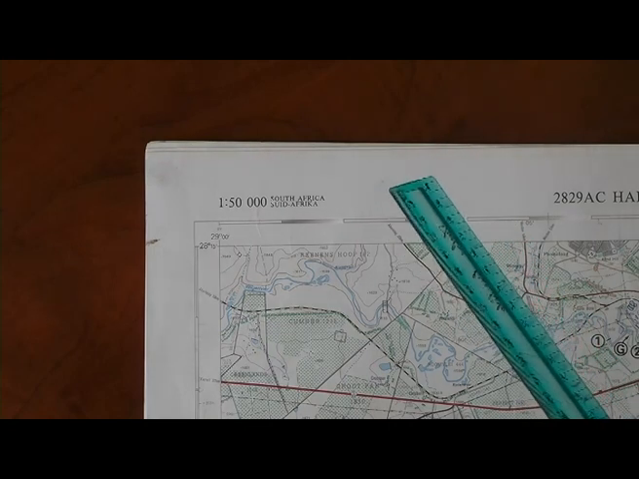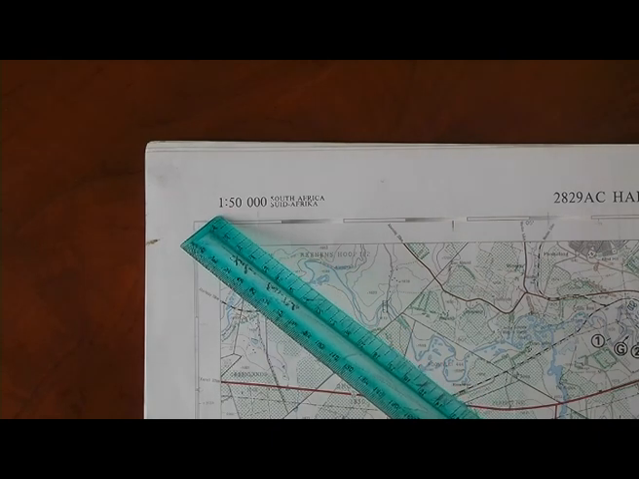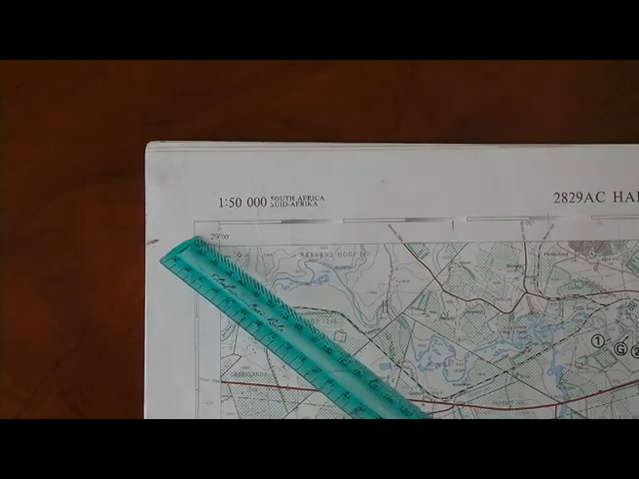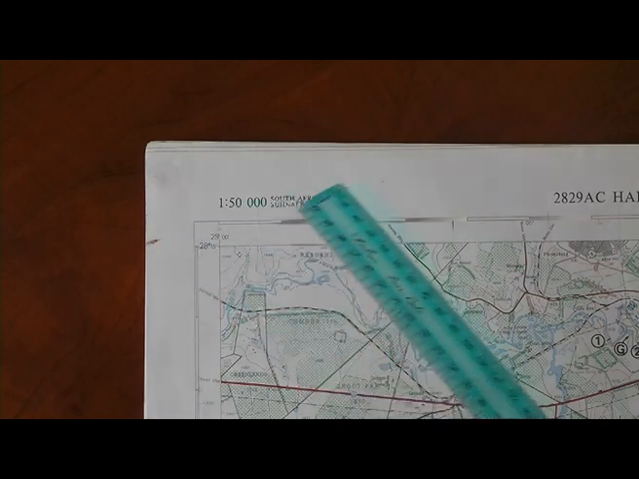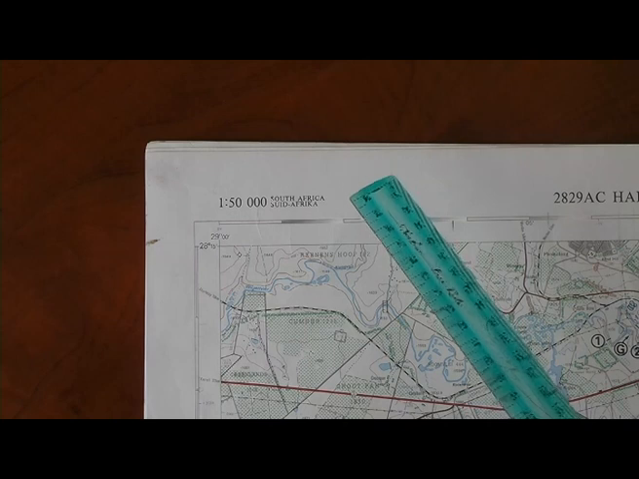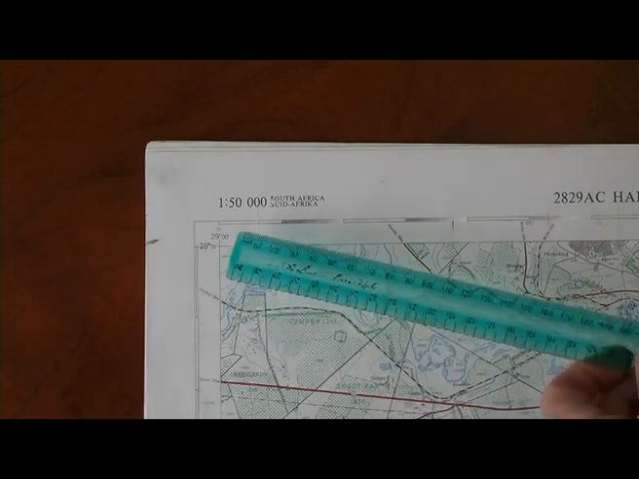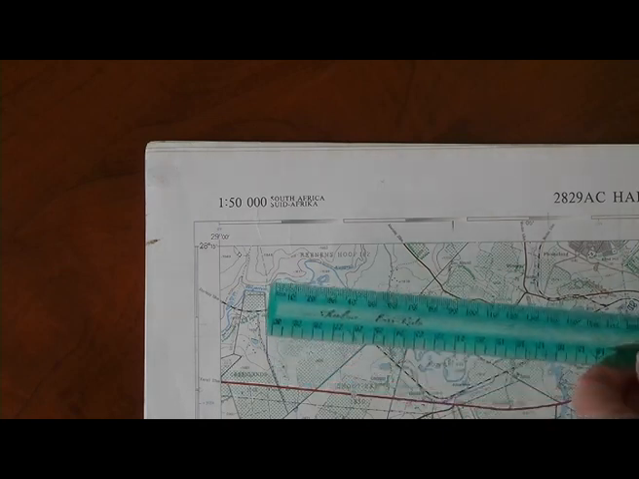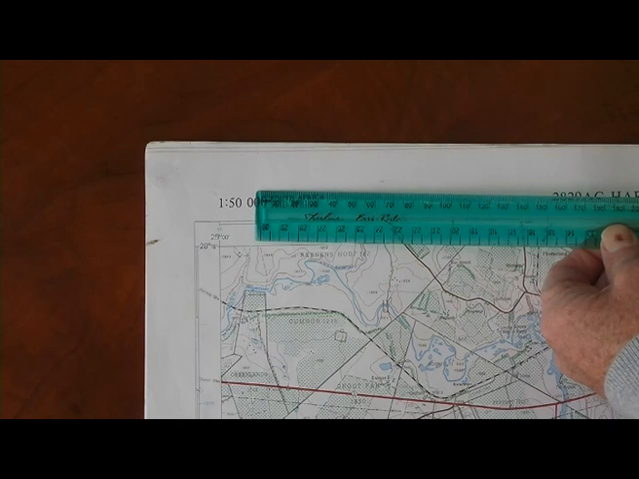Right, let's go back to our old friend, the Harry Smith map. You'll see in the top left corner of this map is the scale 1 is to 50,000. Well, what does that mean? We could say that 1 centimeter on the map is 50,000 centimeters on the ground. But obviously 50,000 centimeters is a bit of an awkward number to work with. So if we convert it to meters, we've got to divide by 100 because there are 100 centimeters in a meter. And to divide by 100, we just block out the last two zeros. Then it becomes 1 centimeter on the map is 500 meters.